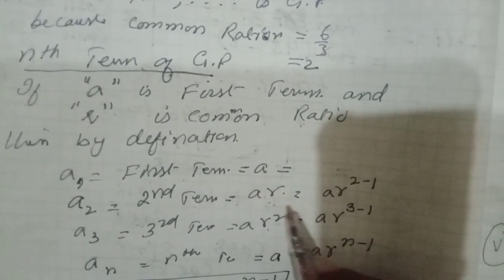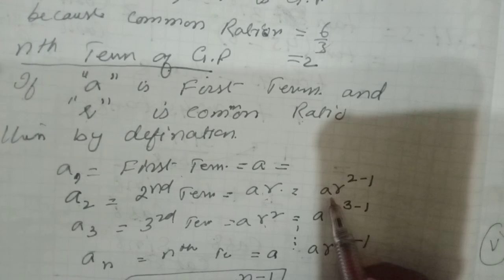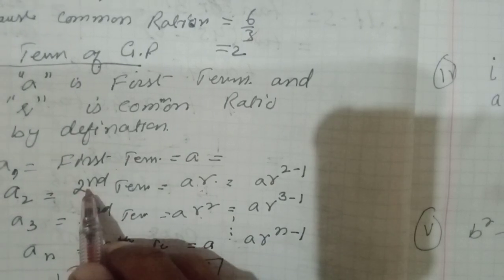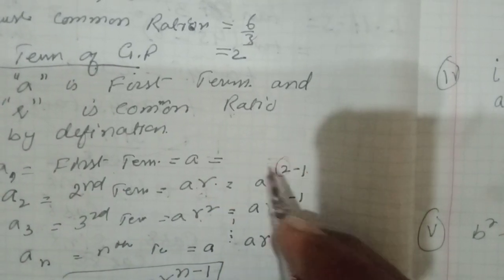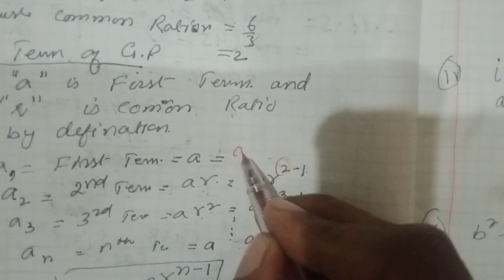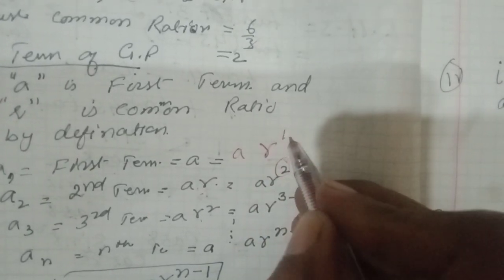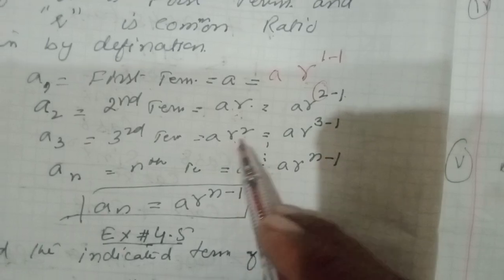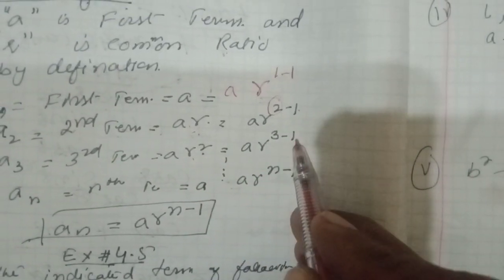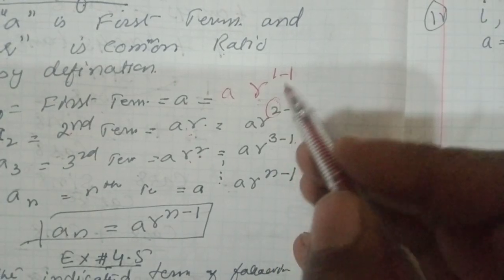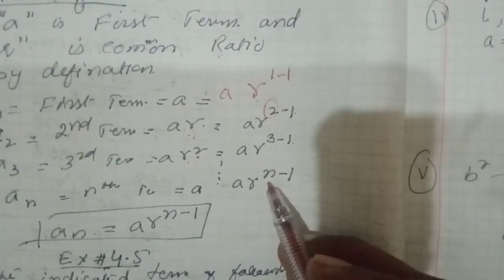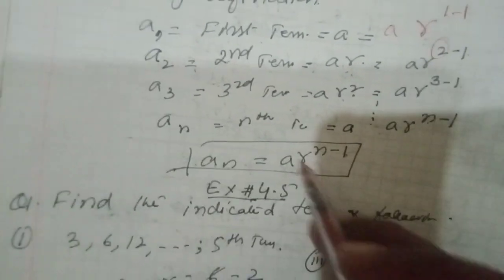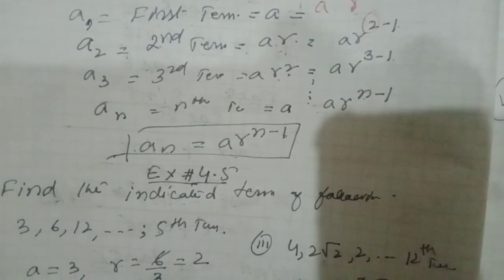Now what is the situation? You can see that we have AR, and we can write it as A R to the power 2 minus 1, because it is the second term. And for the first term you have A, and R to the power 1 minus 1. Similarly for the third term, there is R square, so you can write R to the power 3 minus 1. It will continue like this, 1, 2, 3, up to n. So our nth term is an equal to A R to the power n minus 1. This is the geometric progression nth term.